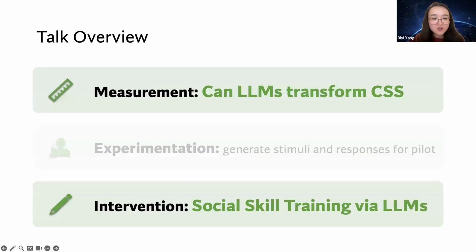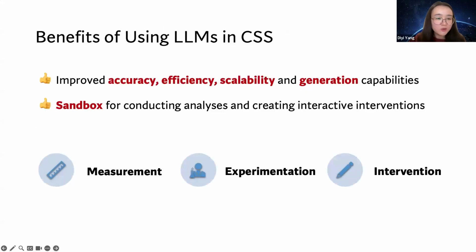So these are the two works that I want to share today. In the first part I talked about whether large language models can transform CSS, and in the second part, social skill training with large language models. To conclude, the benefits of using large language models in computational social science are improved accuracy, efficiency, scalability, and generation capabilities. It will also give us a sandbox so that we can conduct analysis and create interactive interventions.